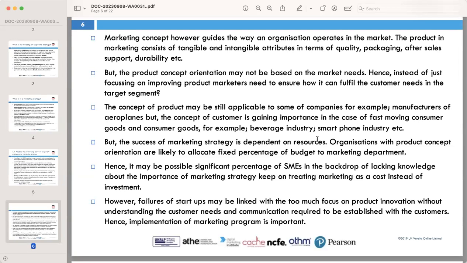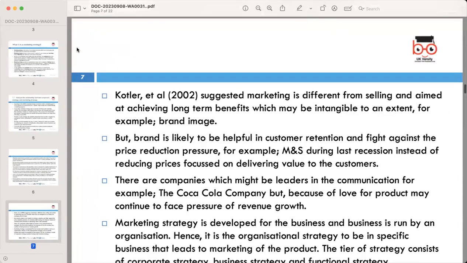Another thing you have to keep in mind: the success of a marketing strategy hinges on more than just product innovation. It requires understanding customer needs and establishing effective communication with customers. In implementation, a well thought out marketing program is vital. Any questions or anything else?